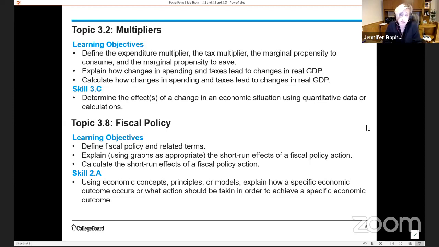You may have noticed that we left out multipliers yesterday. I thought it might be nice, since the multiplier concept ties in with fiscal policy, that we would do both those things together. So we're actually not going to go quite in order. We'll start with fiscal policy, and we'll spend the bulk of our time together just reviewing what you probably already are really familiar with when it comes to fiscal policy.